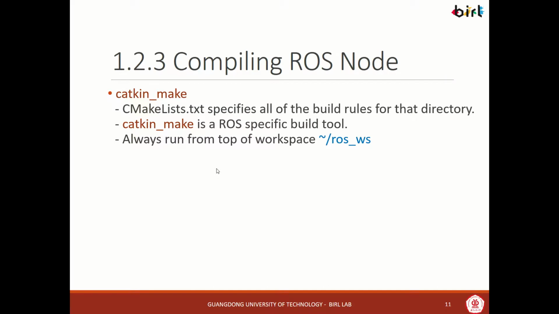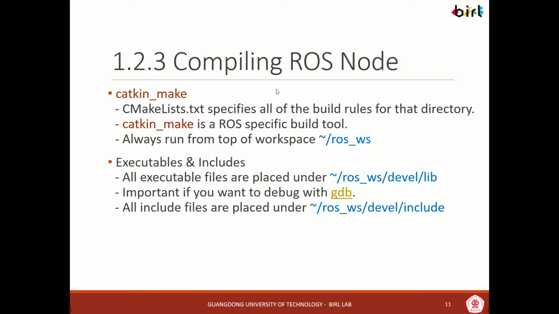So as you see, catkin make uses information from CMakeLists.txt to specify all the build rules for a particular directory. And catkin make is designed by ROS as a specific build tool. It's very important to learn how it works. And we must always call catkin make from the top of the workspace. In our case, that's going to be the ROS workspace.